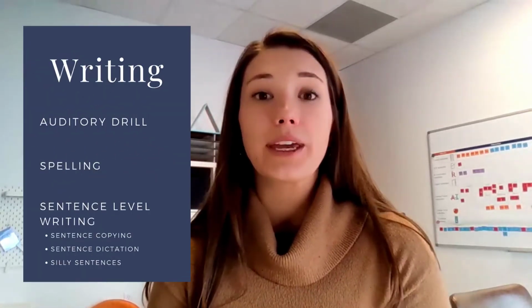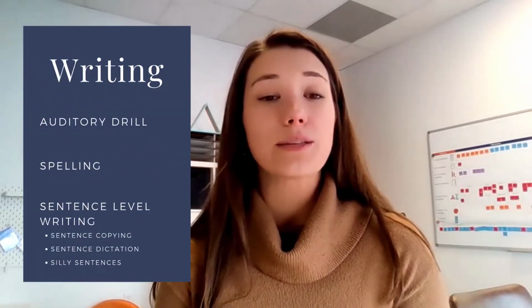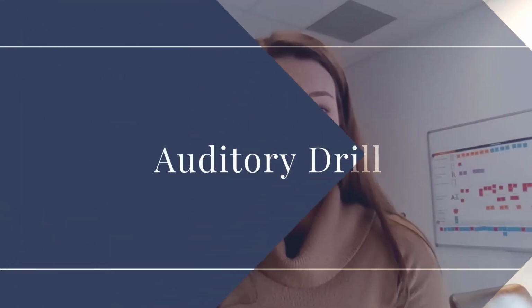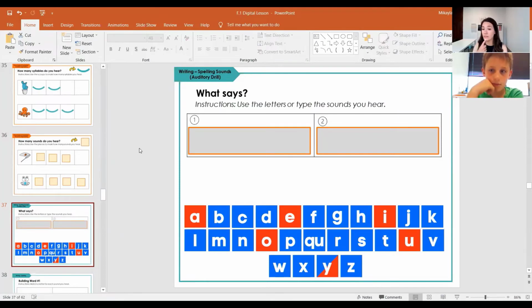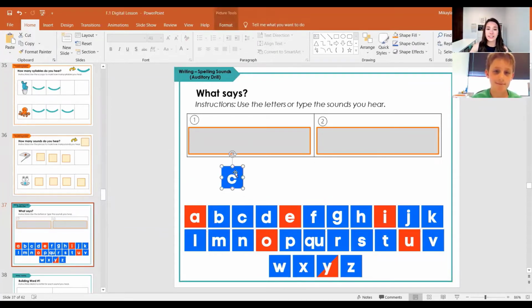When working on writing, there are a few different skills that we're going to target. We'll always start with that phonological awareness writing warm-up we talked about earlier. We'll complete an auditory drill, spelling, as well as sentence level writing. Let's check them out. We are going to find the sound. So I'm going to tell you a sound, and you're going to tell me what makes that sound. Okay. So for the first one, we're going to say, which letter says K? C. Good. So we know that C says K. We're also going to type it up here.